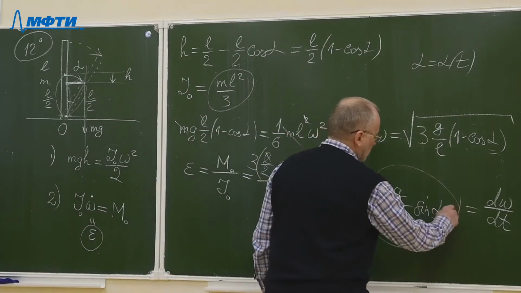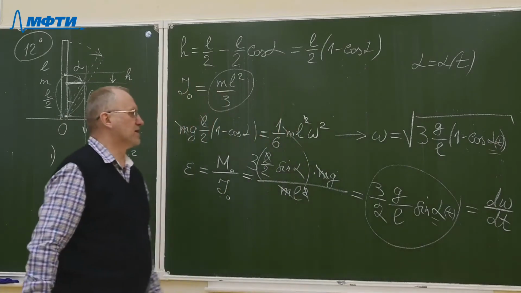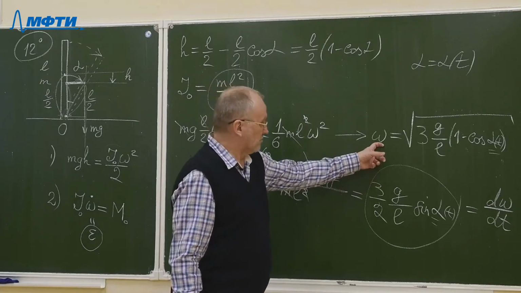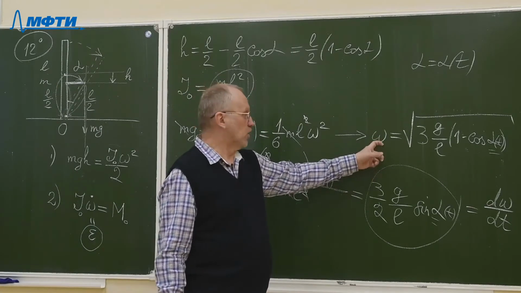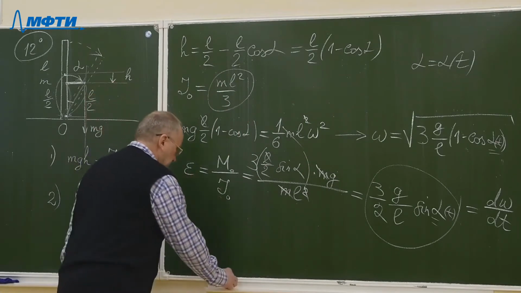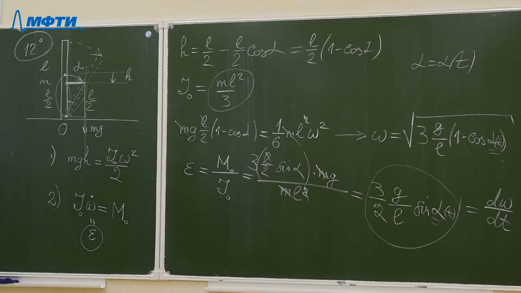Alpha certainly is some function of time which is unknown to us. And therefore, both angular acceleration and angular velocity are functions of time. Omega is a function of time, certainly, and epsilon. Epsilon is a function of time. Any questions? Is everything clear? Okay. Let's go to another problem.